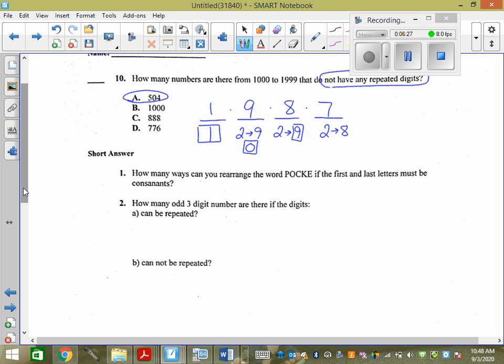Okay. No, you have to be almost half. At least almost. Yeah.